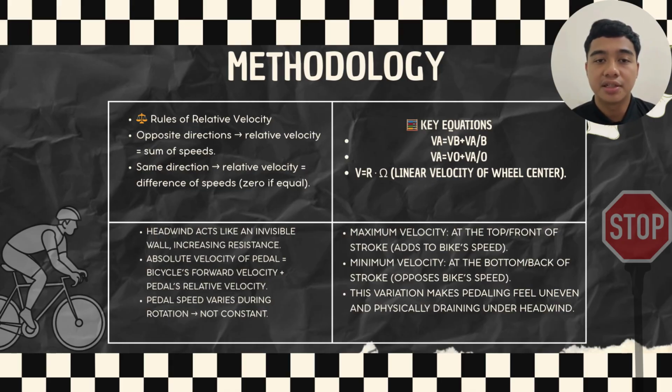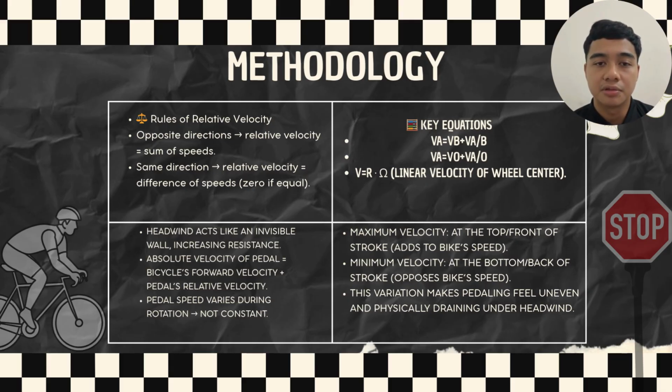In this study, our methodology is based on the principle of relative velocity, a fundamental concept in the kinetics of rigid bodies, used to analyze the maximum and minimum absolute velocities of a bicycle pedal. Velocity is treated as a vector quantity, meaning both magnitude and direction must be considered relative to a chosen reference frame. Relative velocity is determined by taking the algebraic sum of speeds when bodies move in opposite directions and the difference in speeds when they move in the same direction.